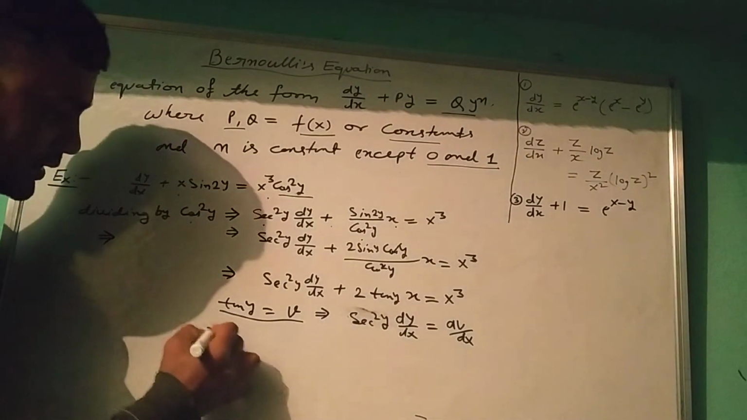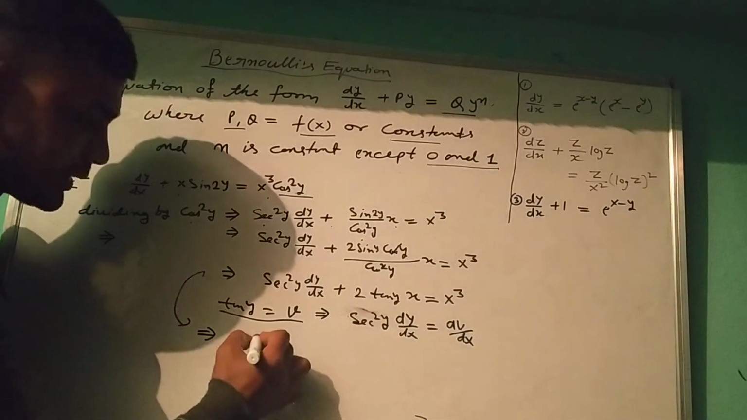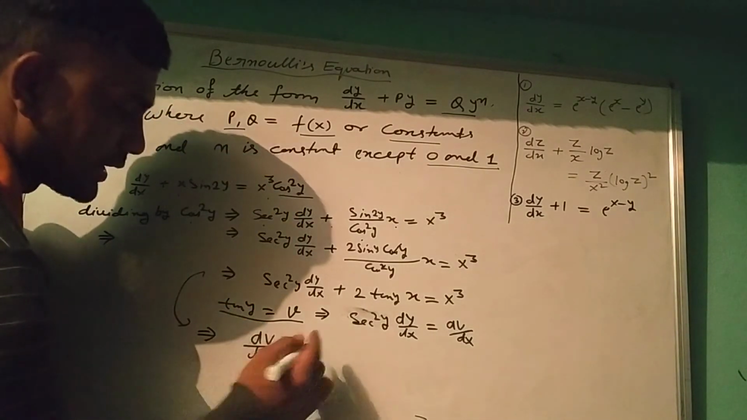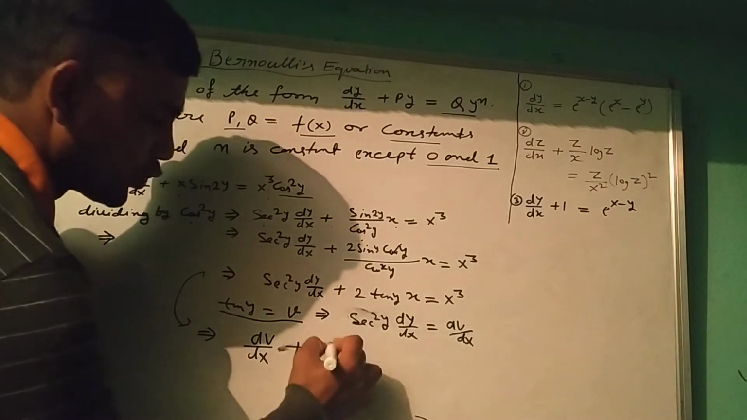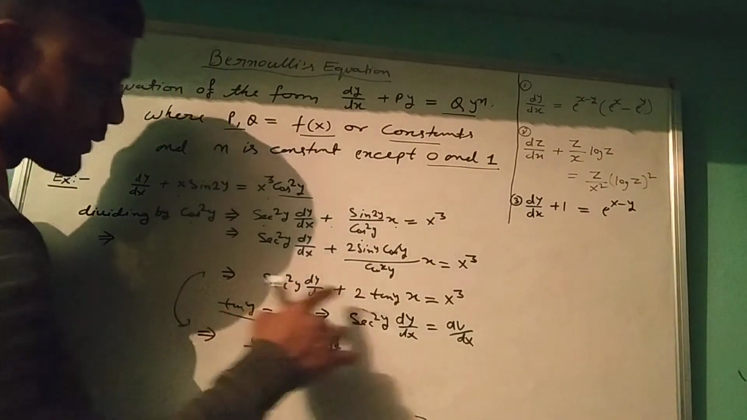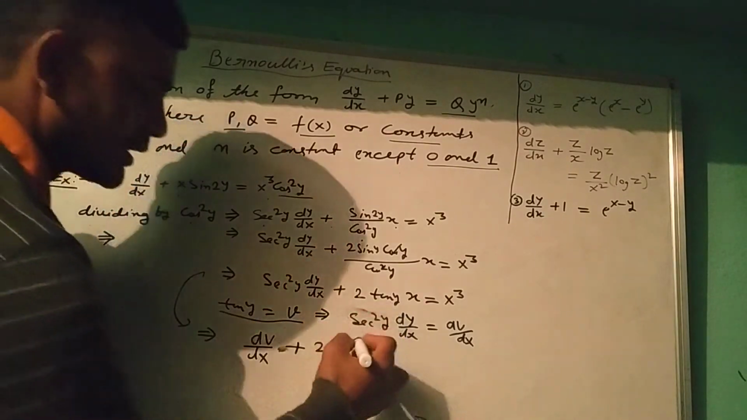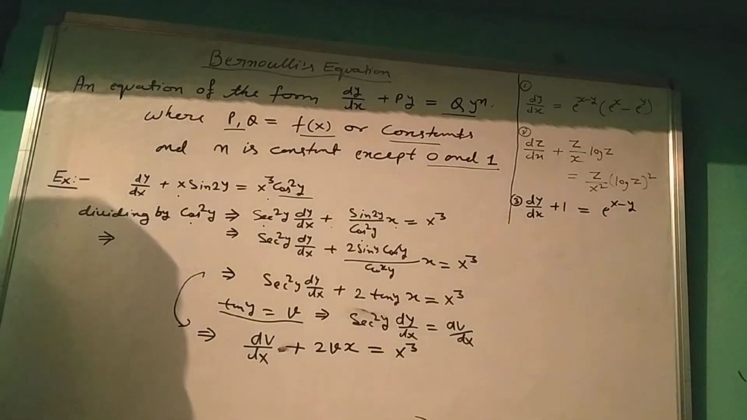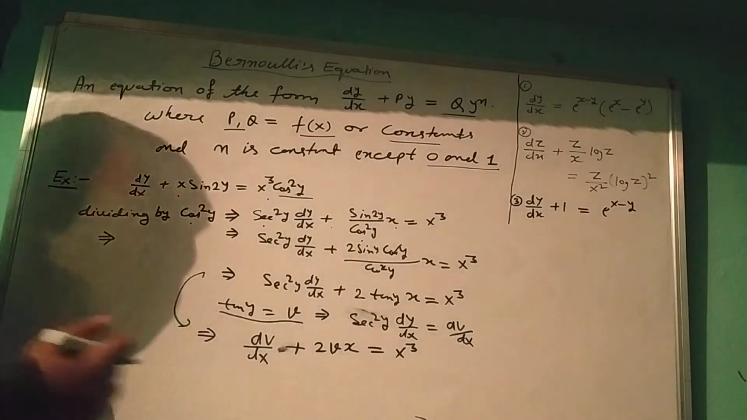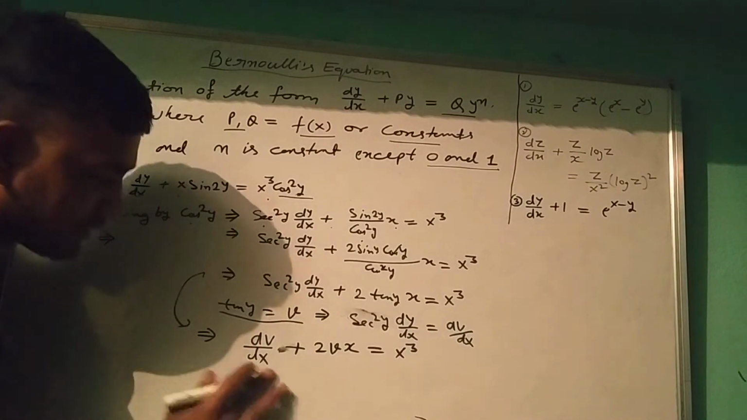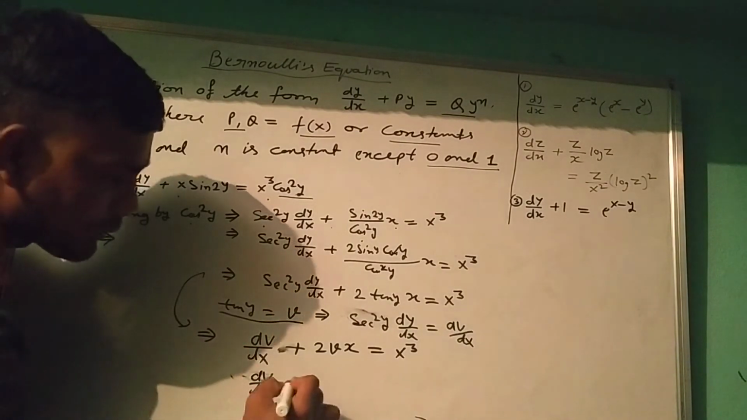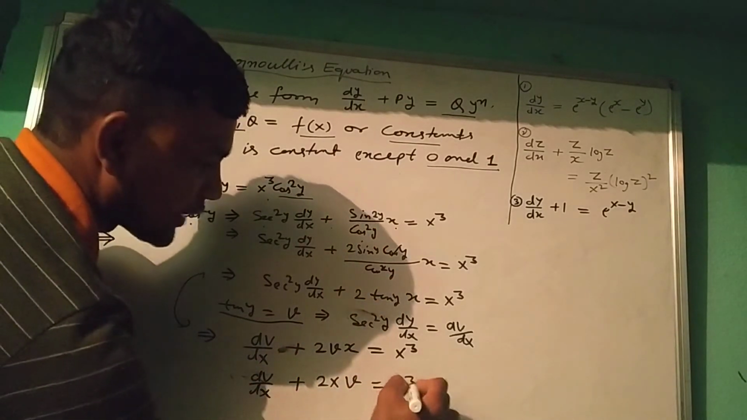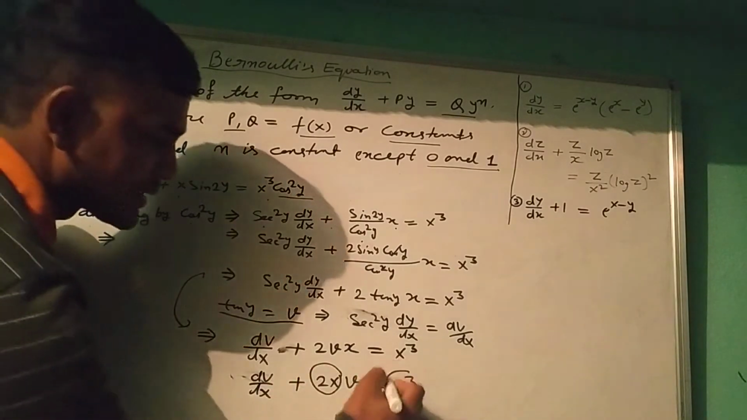Then this equation converts into dv/dx plus 2 tan y, that is 2v, times x equal to x^3. Now this is the equation in the form dv/dx + 2x v = x^3. This is P and this is Q.